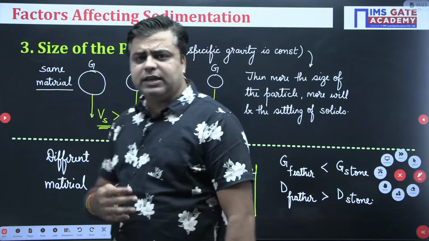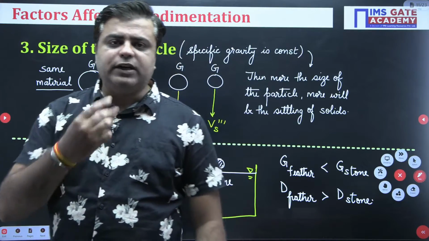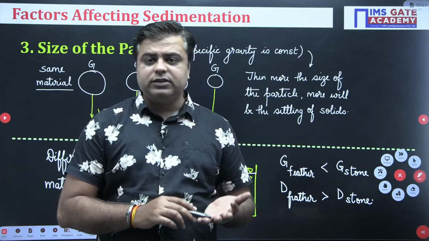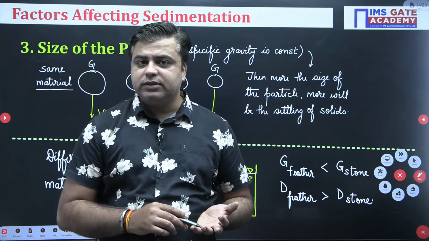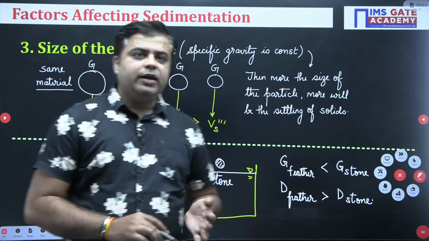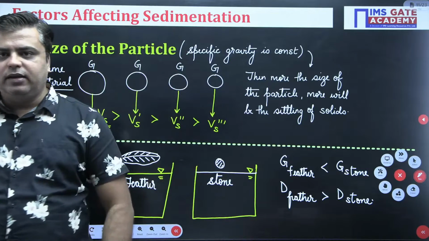So there are basically three factors which affect the settling of the solids. The first factor is termed as velocity of flow and turbulence. Second one is the viscosity of the fluid, and third one is the size of the particle. You can just note this down.